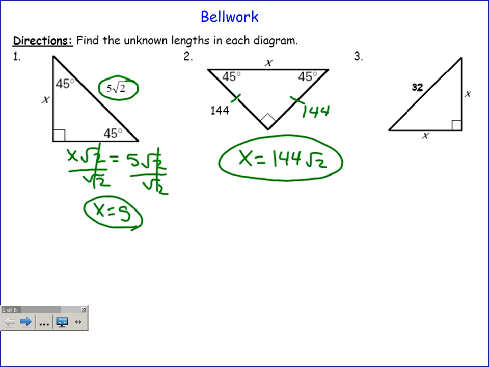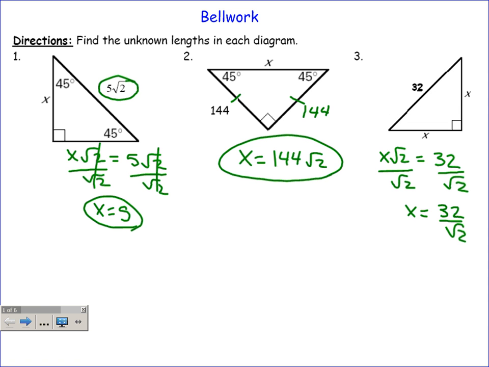Number 3 is a little bit more difficult, okay? Because you'd have to say that x times the square root of 2 has to equal 32. When you divide both sides by the square root of 2, it's kind of a mess right there. That x would equal this. And I really kind of want to show you the proper way of doing this.